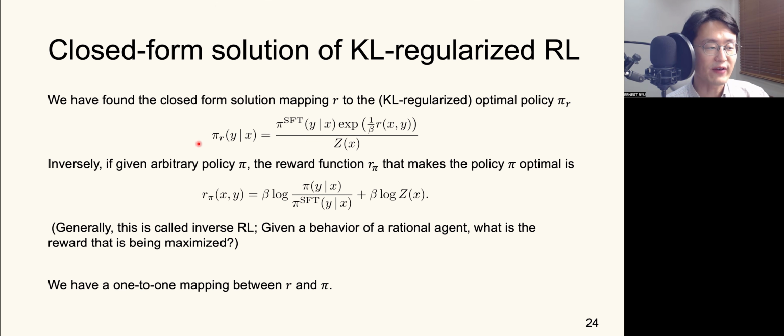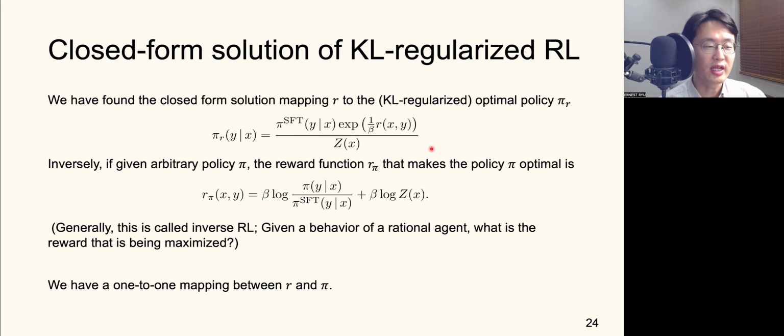So what we've done is we have now found a closed form solution mapping a reward to the KL regularized optimal policy pi r. So again, r is the reward model. Think of it as something that has already been trained. We've already collected the human annotation data. We've already trained the reward model. And given a reward model, if we plug in a reward model, this is our exact optimal policy.